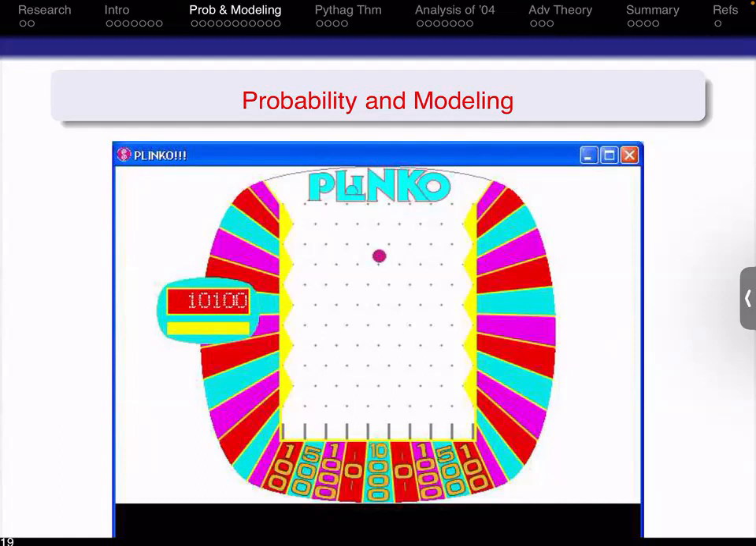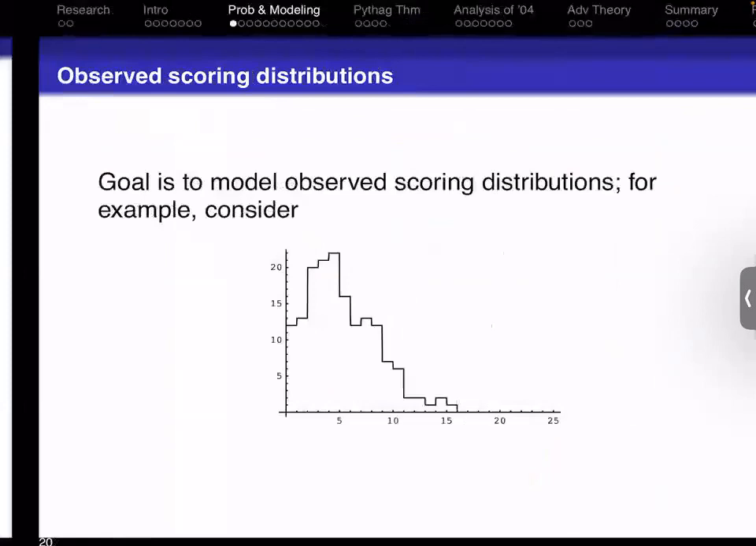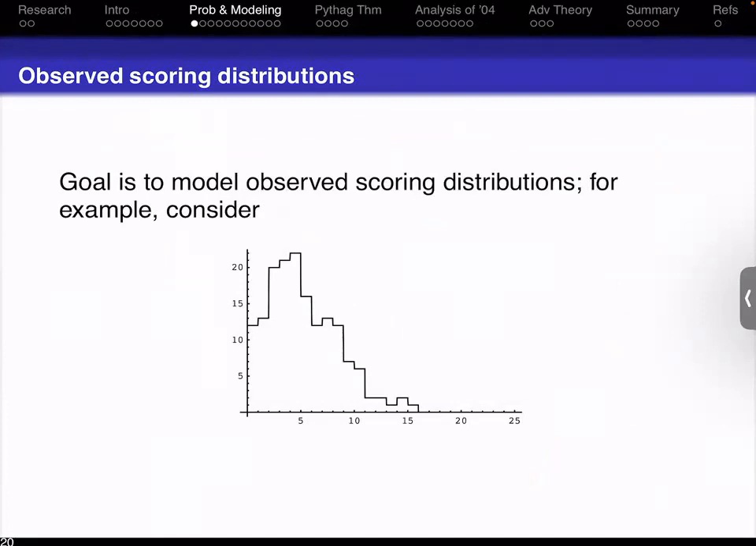Price is Right, excellent. So the goal is to model an observed distribution. So here, for example, is a histogram. I'm recording how many times I score 0 runs in a game, 1 run in a game, 2 runs, and so on and so on. I just made something up here. And the question is, can we come up with a function that does a good job modeling this?